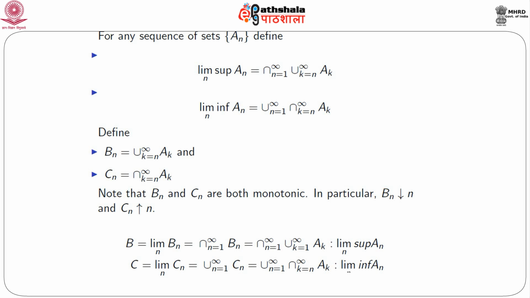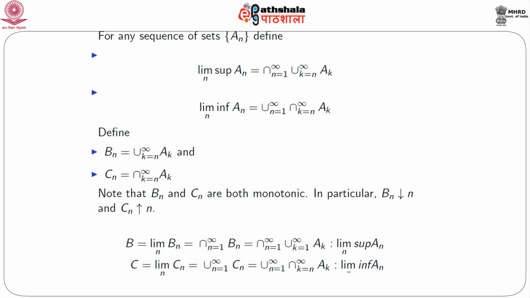So, I will be describing the definitions in a more lucid way. We define B n as union over k from n to infinity A k. This is the part you will find in the definition of lim sup of A n. Now, B n is a monotone sequence. Whether it is increasing or decreasing, let us see.